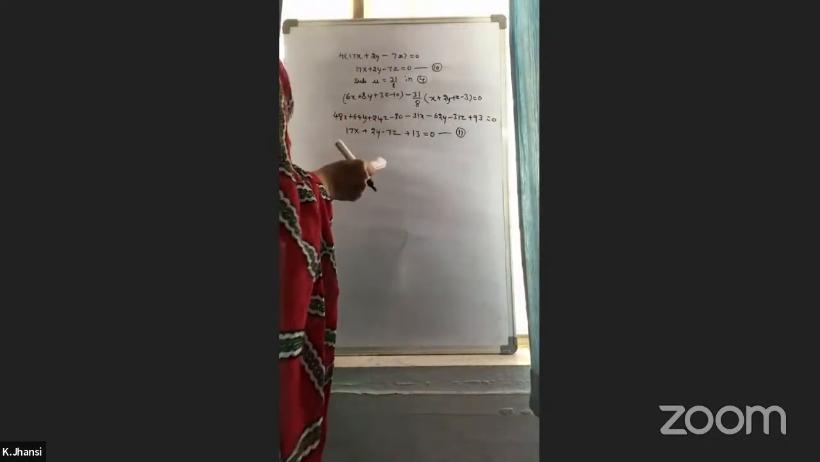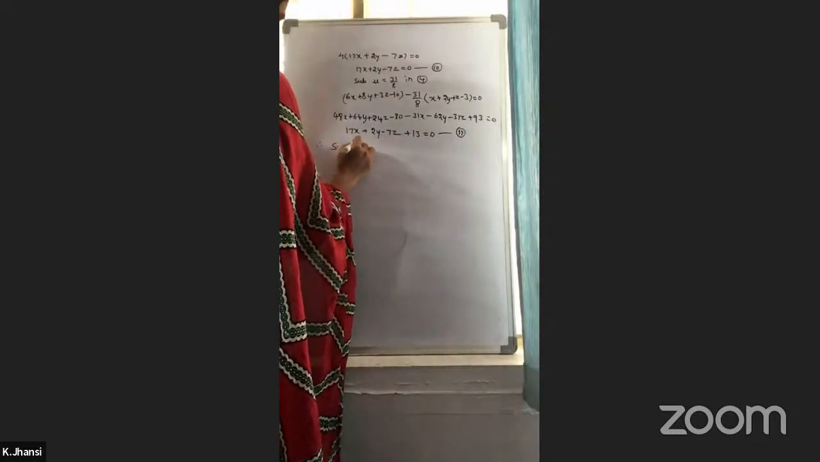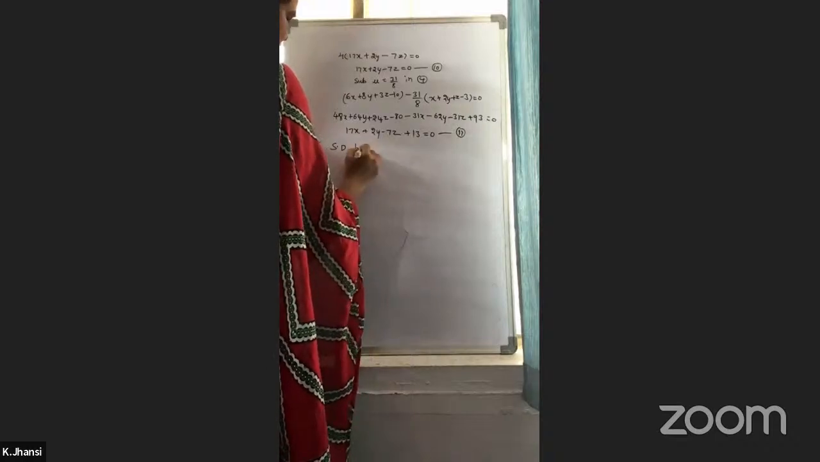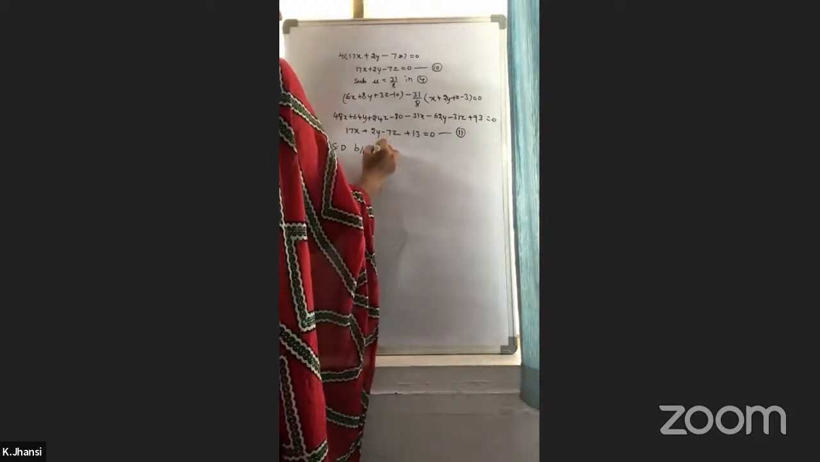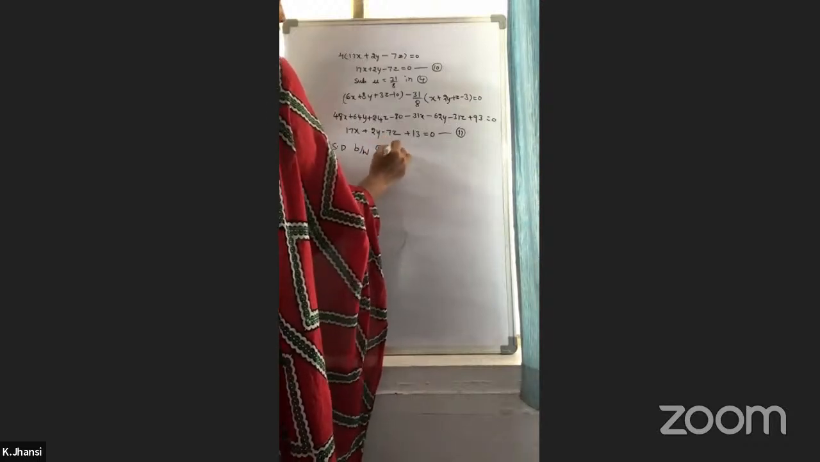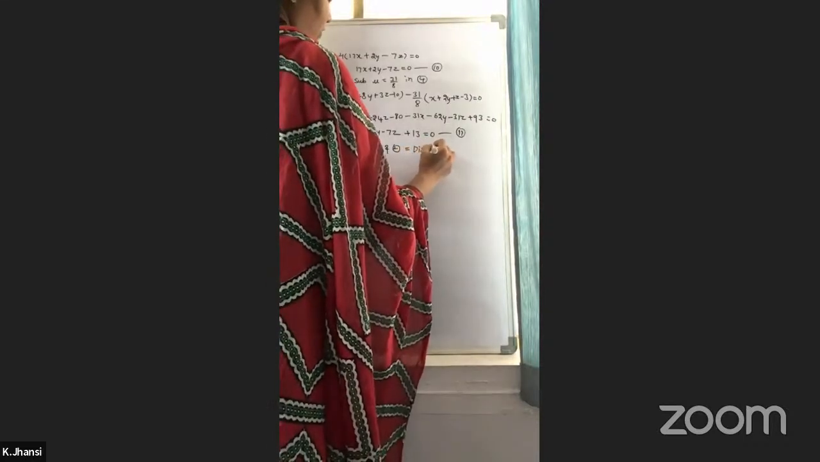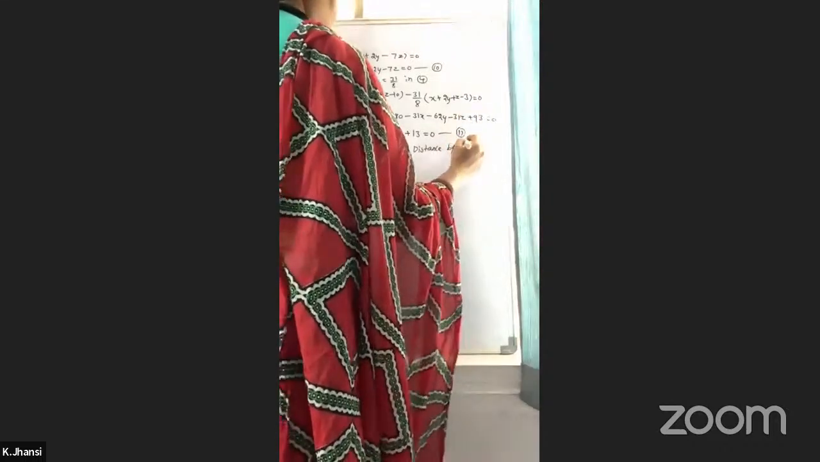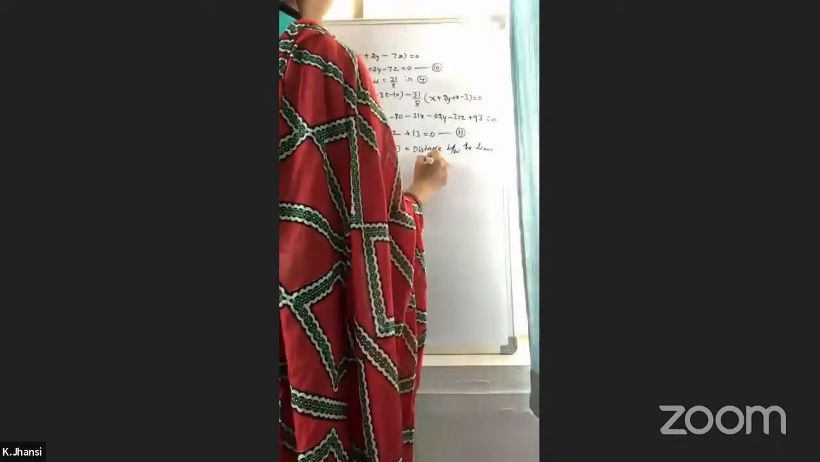So here the shortest distance between lines 1 and 2 equals the distance between the planes, here 10 and 11.